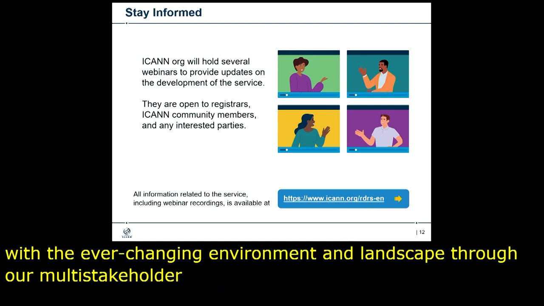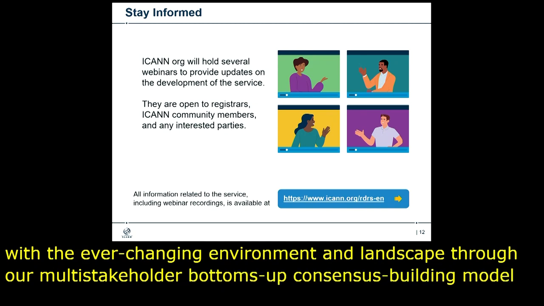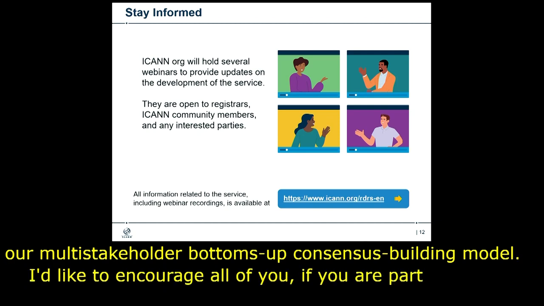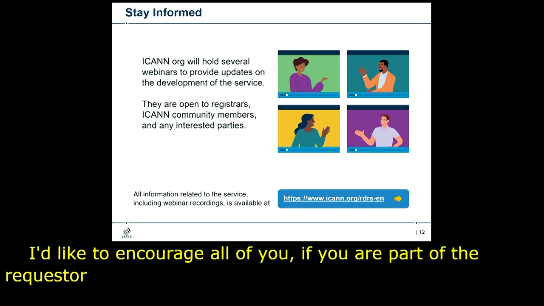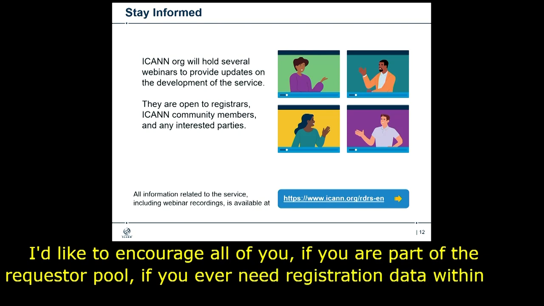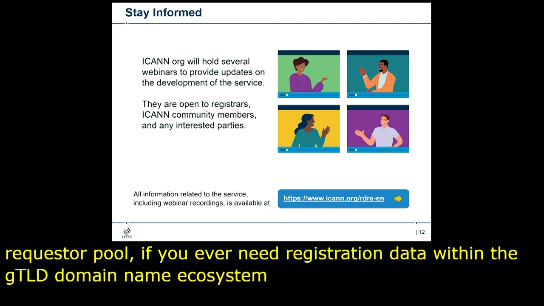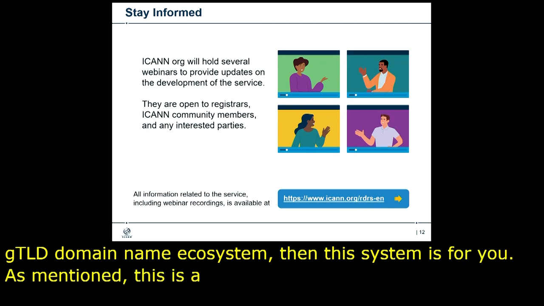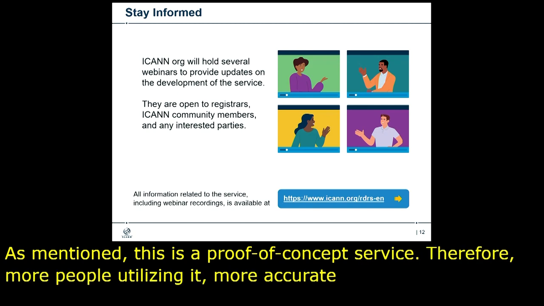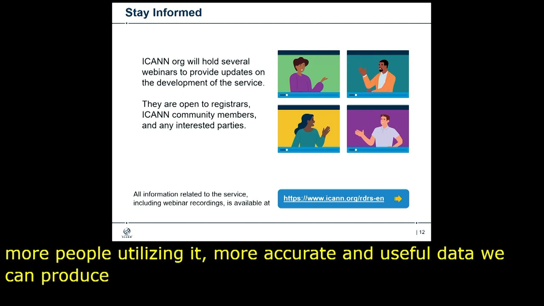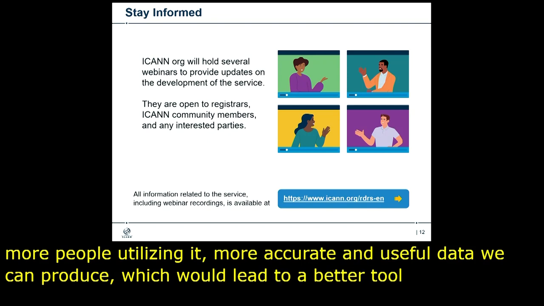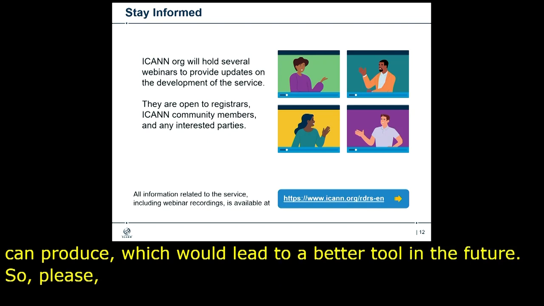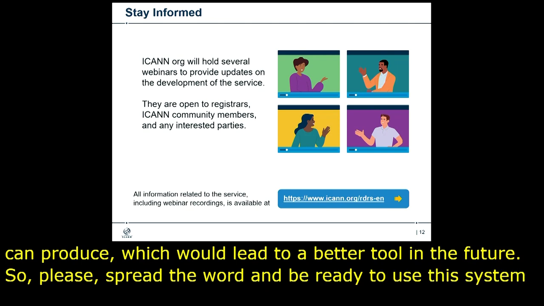I'd like to encourage all of you, if you are part of the requester pool, if you ever need registration data within the gTLD domain name ecosystem, then this system is for you. As mentioned, this is a proof of concept service, therefore, the more people utilizing it, the more accurate and useful data we can produce, which would lead to a better tool in the future. So please spread the word and be ready to use this system in November. Thank you so much for your time.